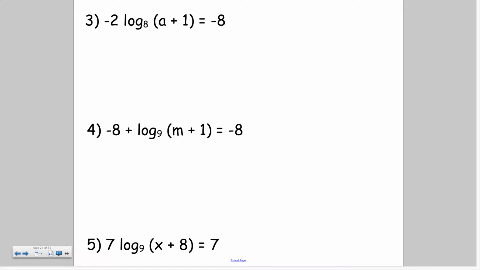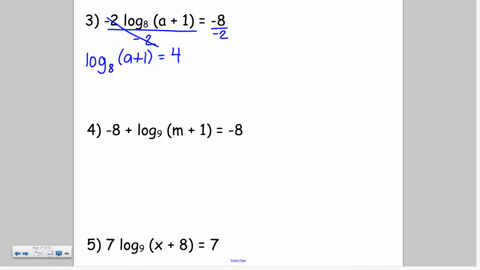So pretty much just make sure that the log is by itself. If not, get it by itself on one side and then do left, right, left, what we've practiced before. All right. So we're going to divide by -2, because that -2 is out front. And we're going to be left with log base 8 of a plus 1. And that's going to be equal to -8 divided by -2, which is 4.